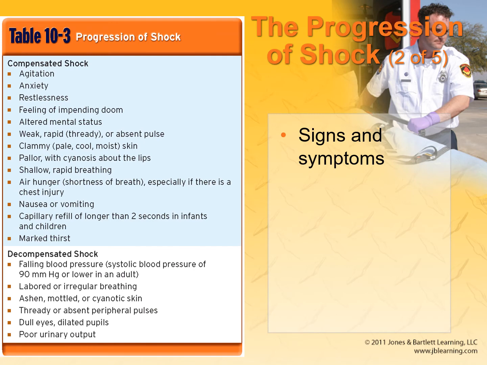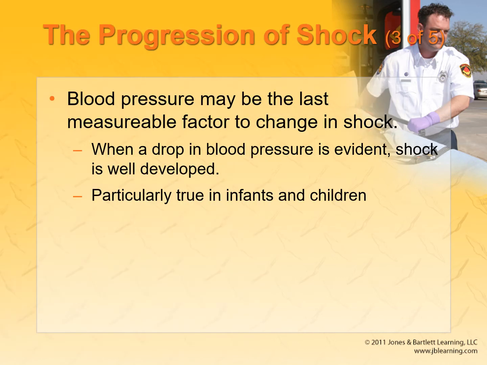Compensated shock, you're going to have some of those things: altered mental status, weak rapid pulse. It could be absent, though that's more of a decompensated thing. Nausea, vomiting, marked thirst. Now, once you're into decompensated, the blood pressure is going to fall to really dangerous levels, some weird breathing, cyanotic skin, absent peripheral pulses, that kind of thing. Blood pressure may be the last measurable factor to change just because that's the most important thing, right? Once that blood pressure changes, well, now that person's in a lot of trouble. So you have to really keep an eye on that blood pressure.